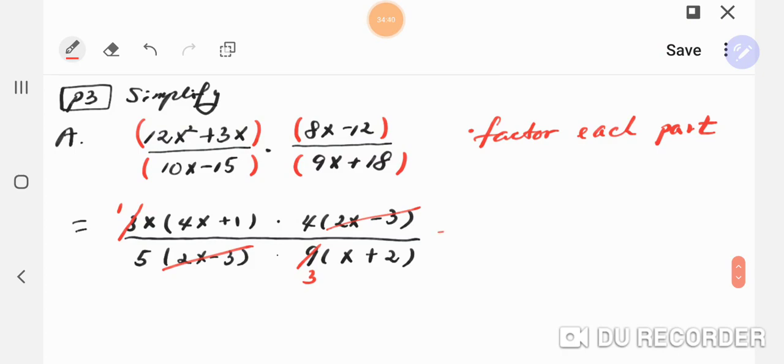So the answer in simplest form will be 4x. So 4x times 4x plus 1. And the denominator is 3 times 5 is 15. And the leftover factor is x plus 2. So that's the answer.